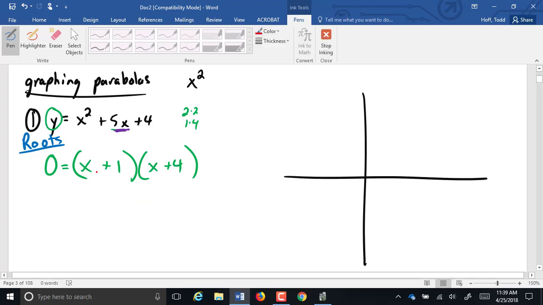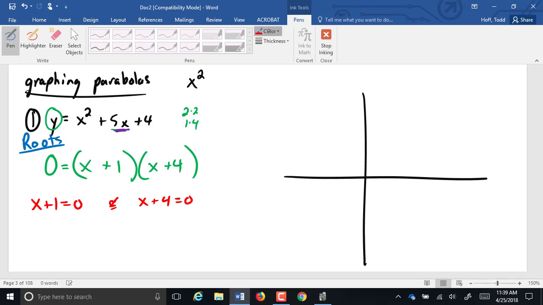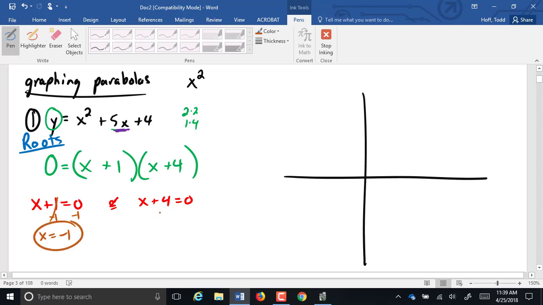Now, remember the zero product rule said if two things multiply to make 0, at least one of them has to be 0. So what this is telling us is that either x plus 1 equals 0 or x plus 4 equals 0. If we solve those, this one we would subtract 1 to get x equals -1. This one over here we would subtract 4 from each side to get x equals -4. Those are the roots of that equation. So one's at -1 here and the other one's at -4.